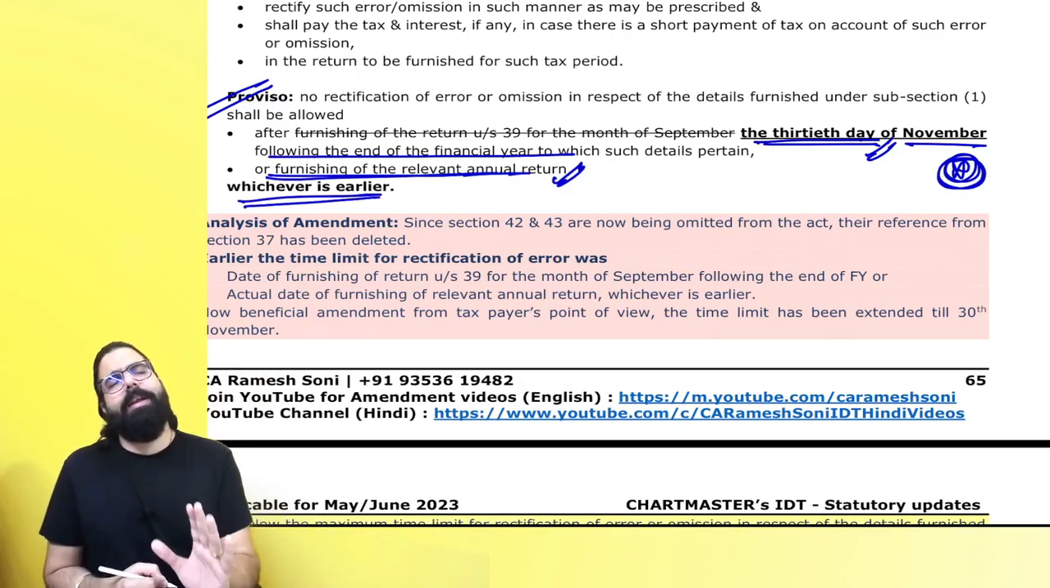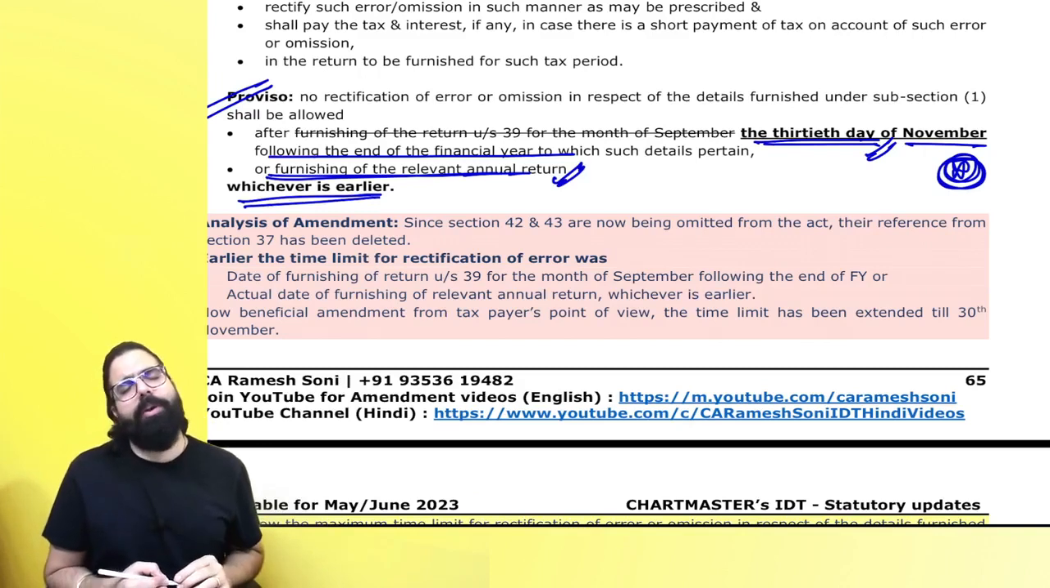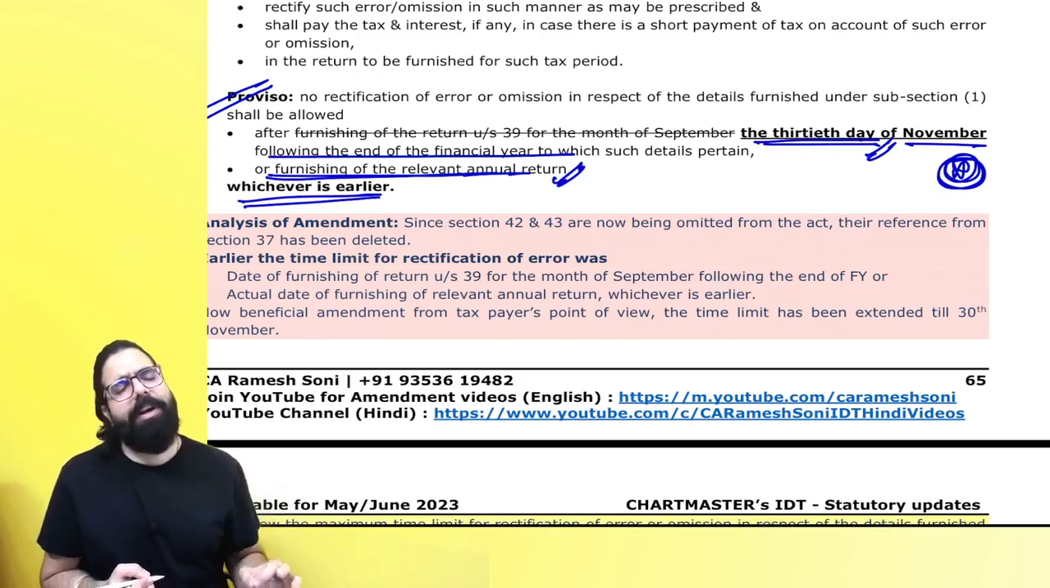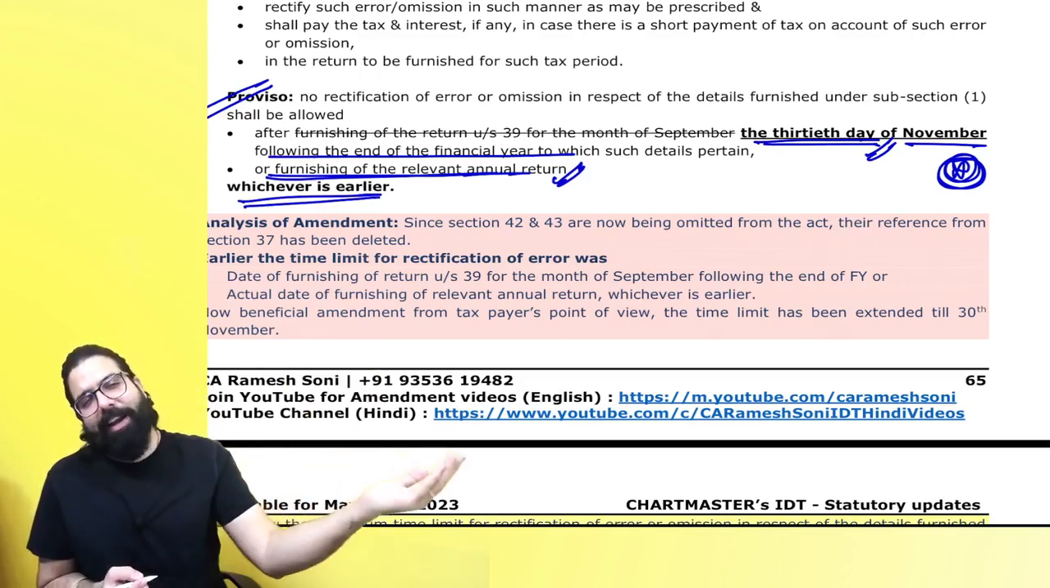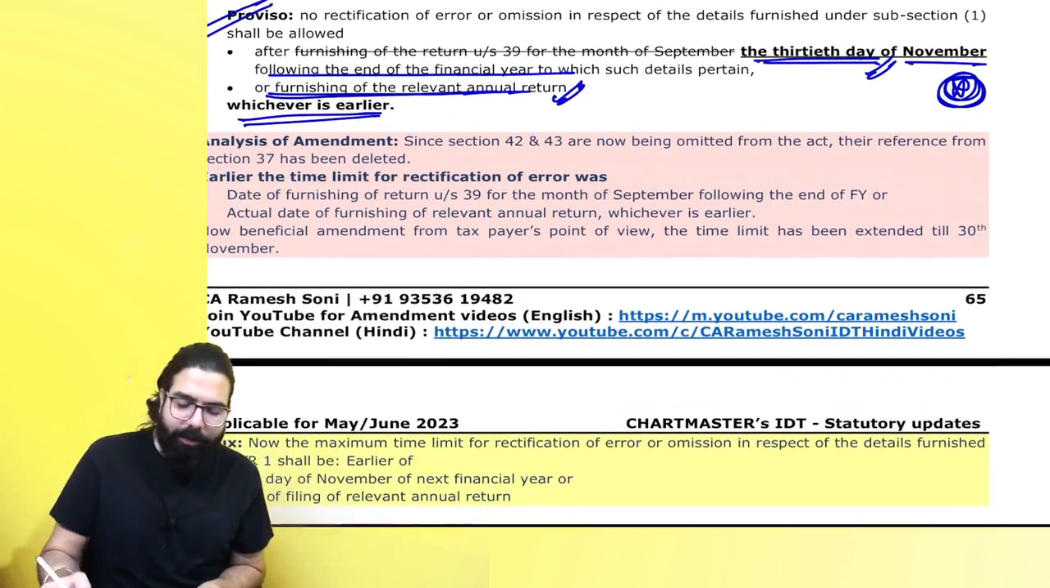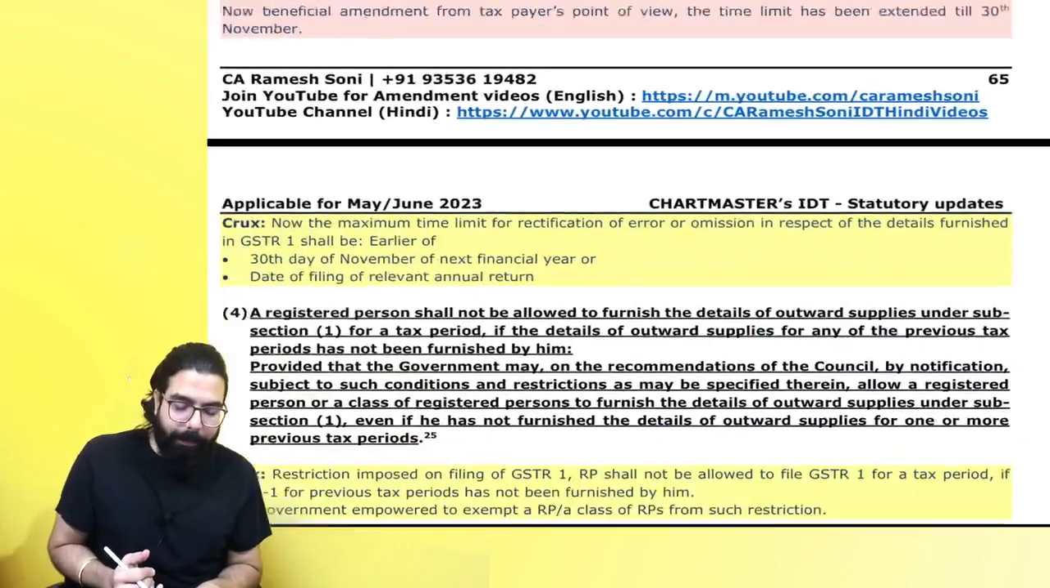That sir, any rectification of error, if you want to go ahead and do in your GSTR 1, whatever details you had prescribed, then you can do it by 30th of November of the next financial year or annual return ka actual date. This is one okay amendment you can remember.